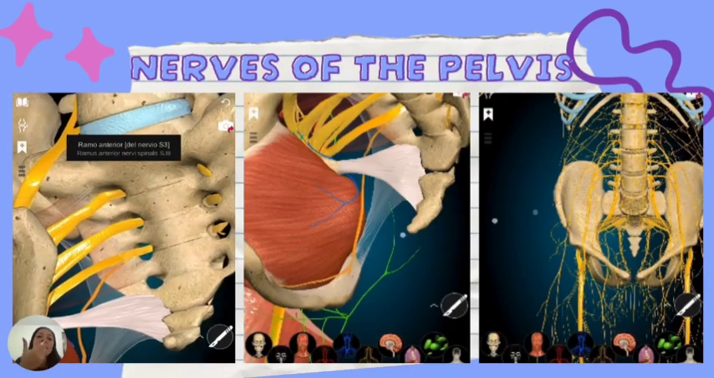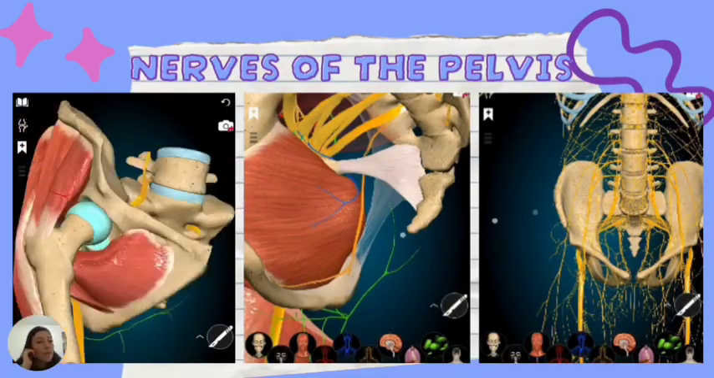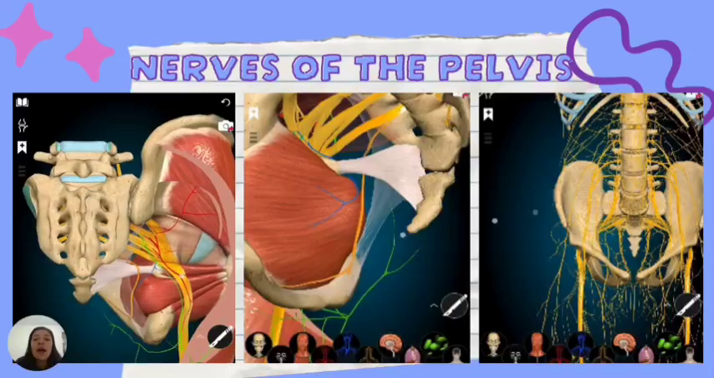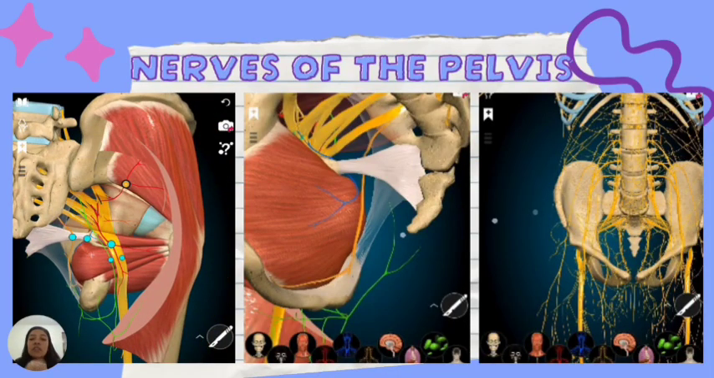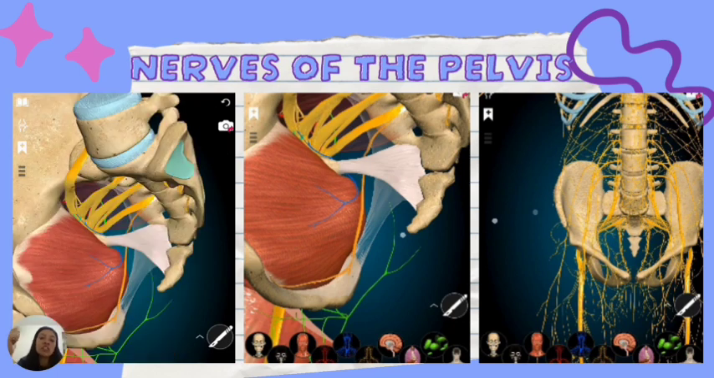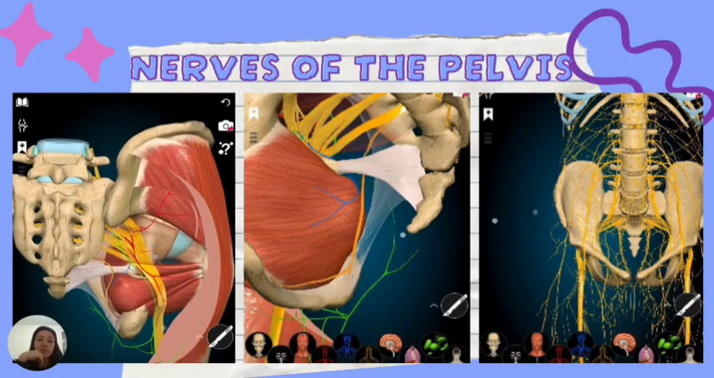Then we have the autonomic plexus, in the center of the screen, in the inferior hypogastric plexus, containing the sympathetic and parasympathetic fibers that regulate the voluntary and involuntary pelvic functions like urination, defecation, erection, and ejaculation in males.